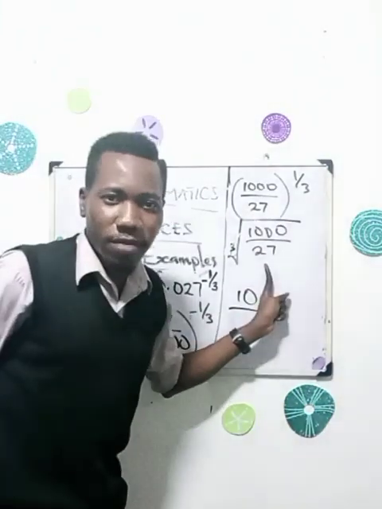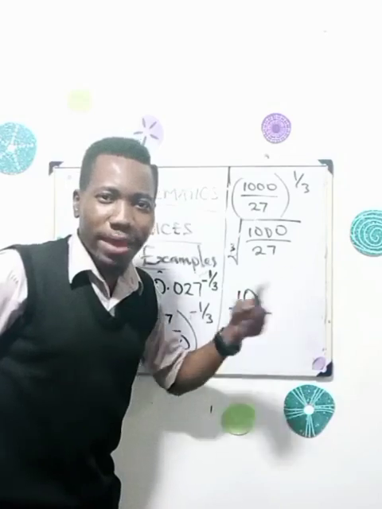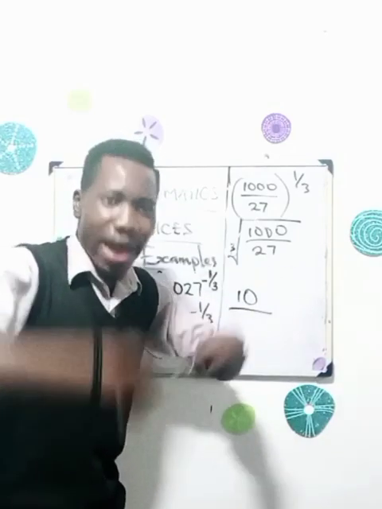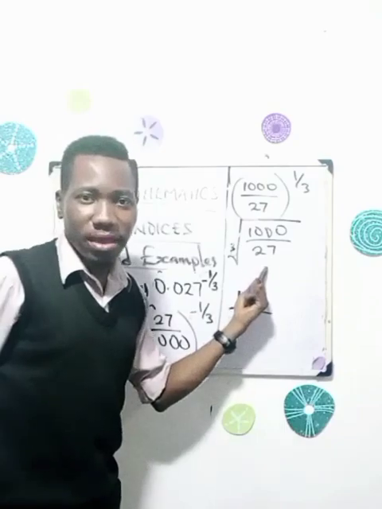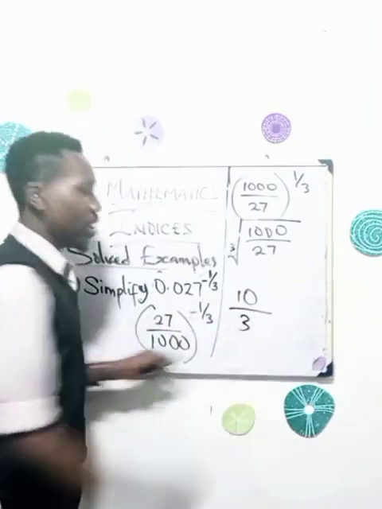What is the cube root of 27? What is that number that will multiply itself by itself and itself to give you 27? That's 3. Thank you. So you have 10 over 3.